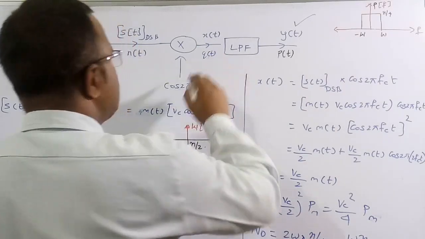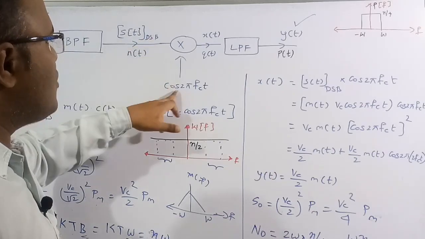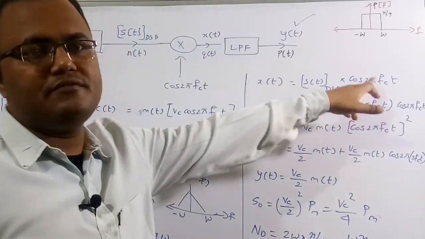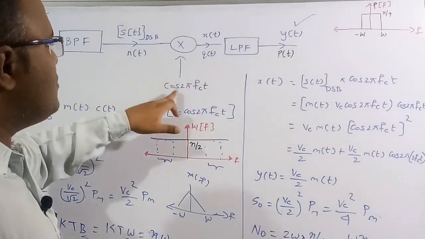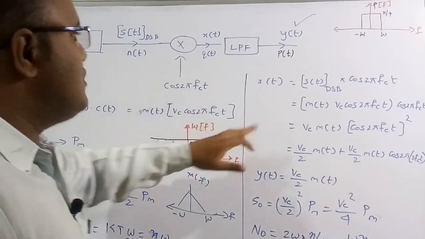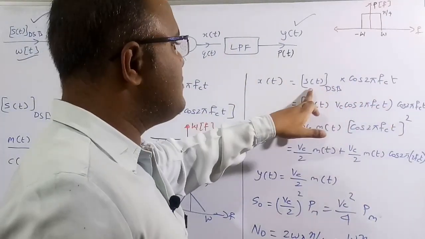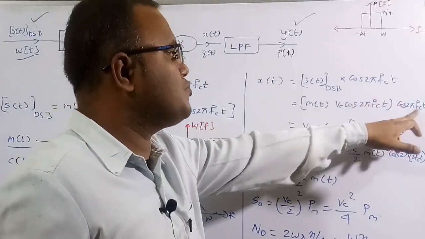Let me assume the Q of t is some amount of noise, and this X of t is nothing but S of t DSB into cos 2 pi FCT. So X of t is equal to S of t DSB into cos 2 pi FCT. But if you want the noise, Q of t is equal to N of t into cos 2 pi FCT. So S of t we know, which is M of t into C of t. C of t is VC cos 2 pi FCT, into cos 2 pi FCT.